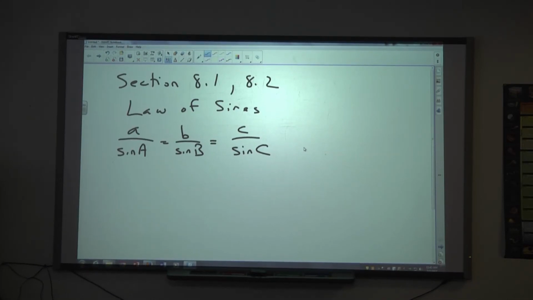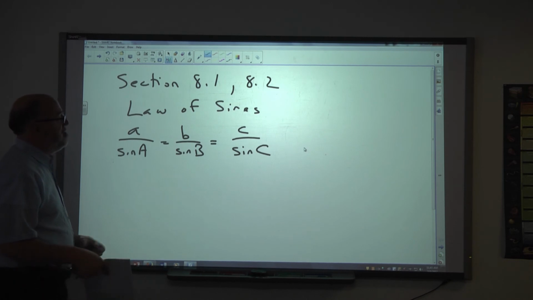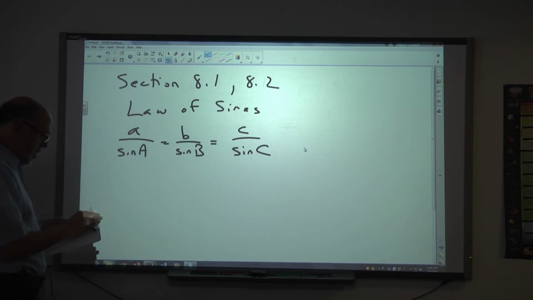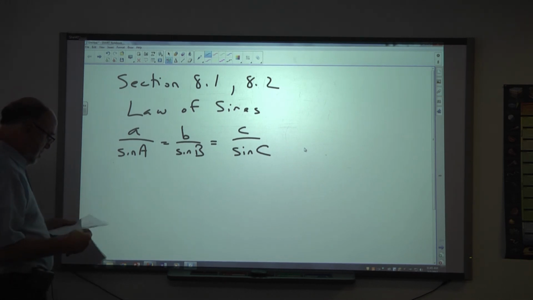So continuing on, for today we're on law of sines and then law of cosines. Up here we have law of sines: a over sine A equals b over sine B equals c over sine C. And here we're now going to be talking about triangles that are not right triangles, so either acute or obtuse triangles.